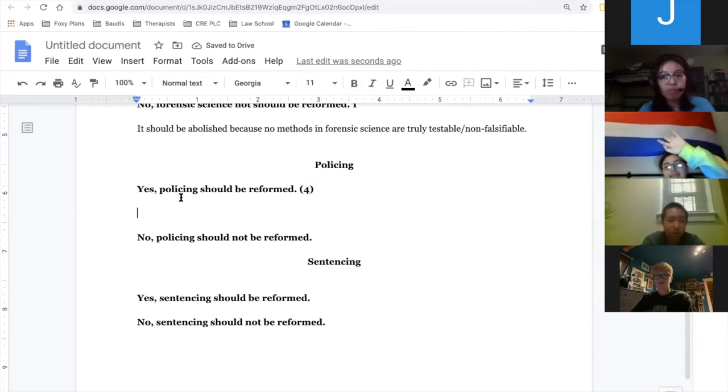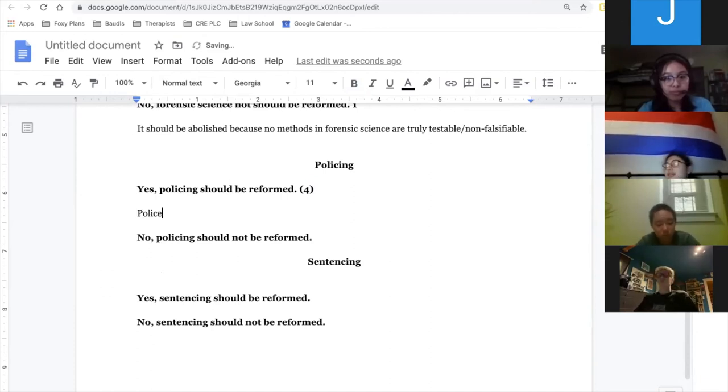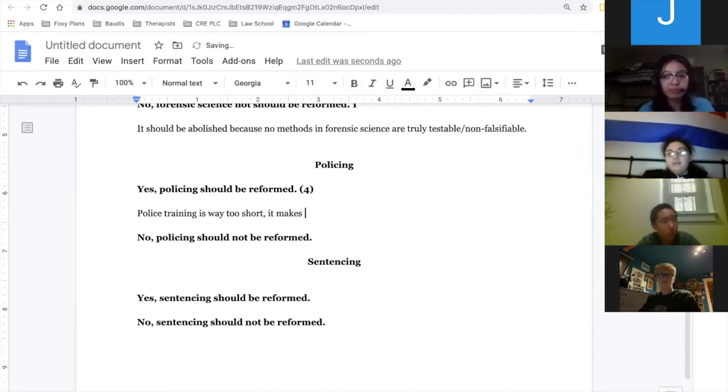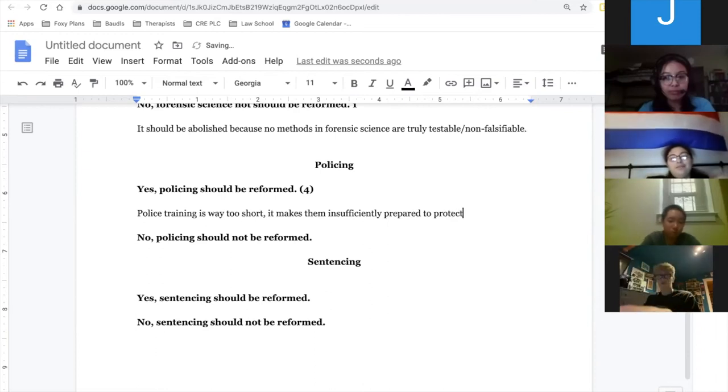Anybody can start. Go ahead. I think it should be reformed because the U.S. police only need about 6 months of the academy training to become a police officer, whereas in other countries, they need like years of academy training. So it makes them unreliable as a police officer to use less training and not train enough to understand when something's a threat and when it's not a threat. Mostly because they're armed with lethal weapons all the time. Right. That's a good one.